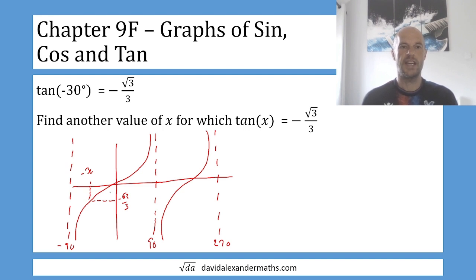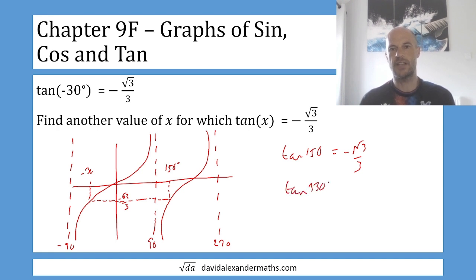So what we've got here is negative 30 giving us negative root 3 over 3, but we've also got this value here. So how many degrees is that? Well, it's going to be negative 30 plus 180, so that is 150 degrees. So the tan of 150 degrees will also give me minus root 3 over 3. Again, remember tan repeats every 180, so 150 plus 180 is 330, so the tan of 330 will also give me minus root 3 over 3.